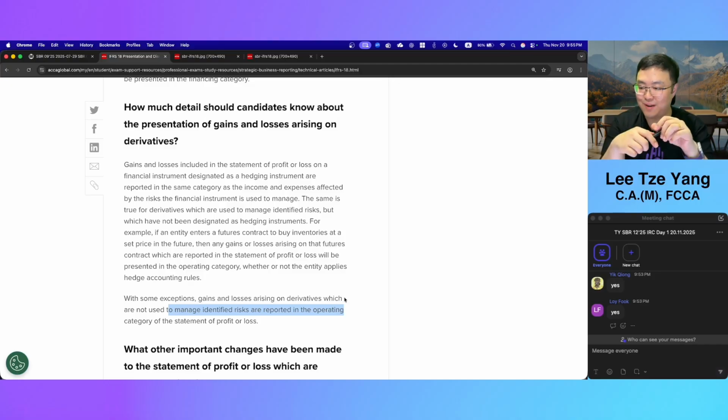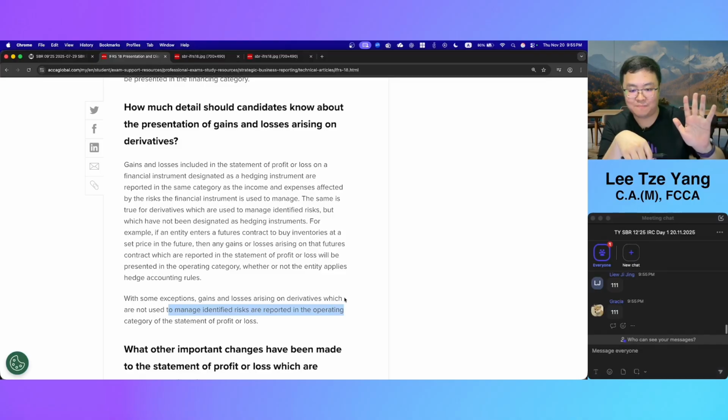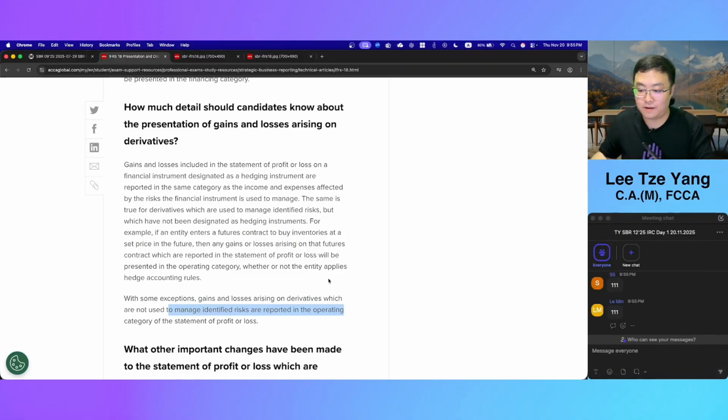Everyone, you understand what I mean? If you understand, you type 111. Can you understand? Although it sounds like investment, but it's not investing. You have to remember it is under operating.